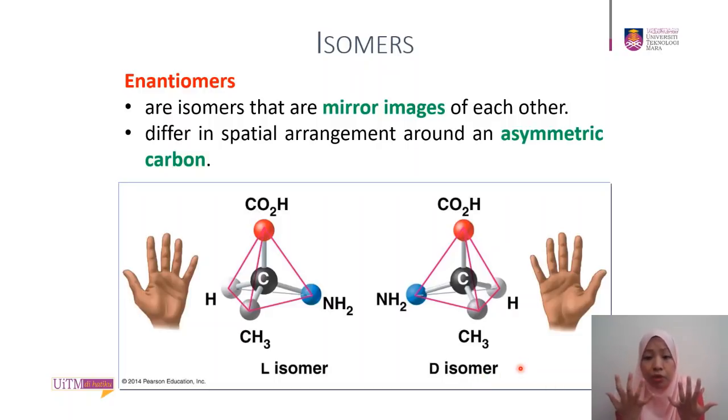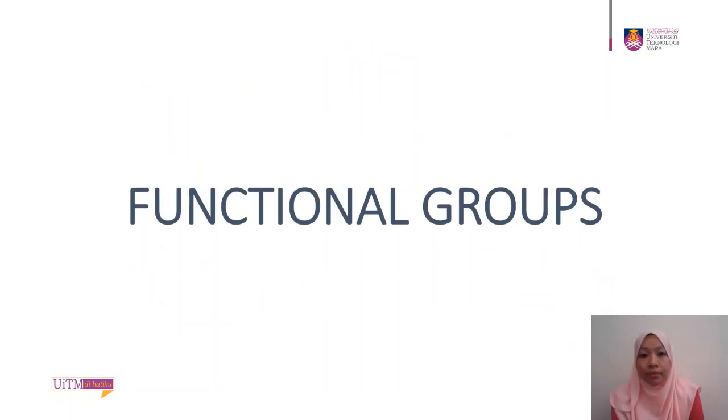Let's say you look at the hydrogen atom here. The hydrogen atom will be on your right-hand side, and then the L isomer will be on your left-hand side. So they are actually mirror images of each other. All right, now we move on to another subtopic, which is functional groups.